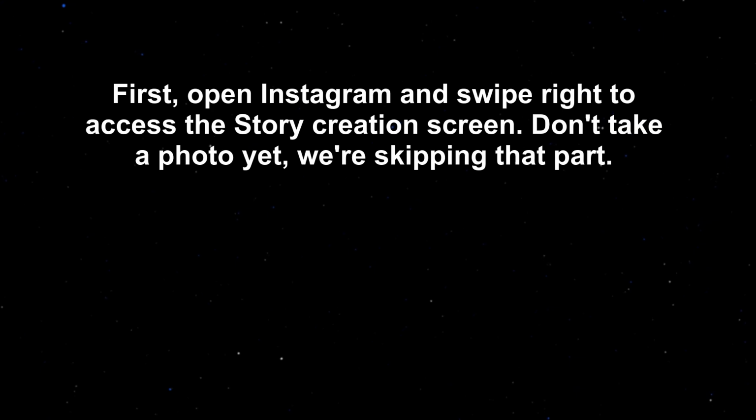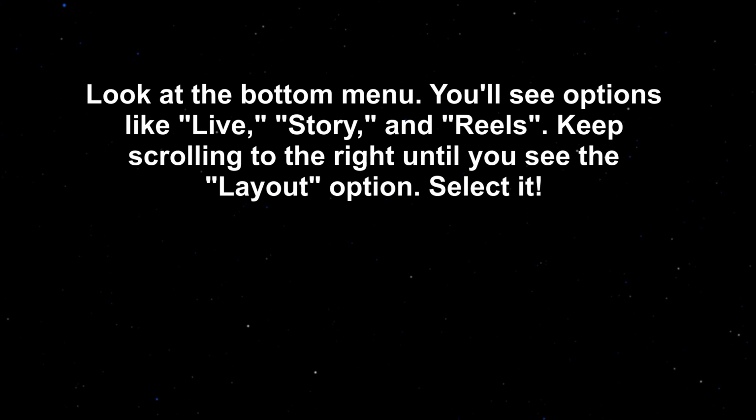First, open Instagram and swipe right to access the story creation screen. Don't take a photo yet, we're skipping that part. Look at the bottom menu. You'll see options like Live, Story, and Reels. Keep scrolling to the right until you see the layout option.